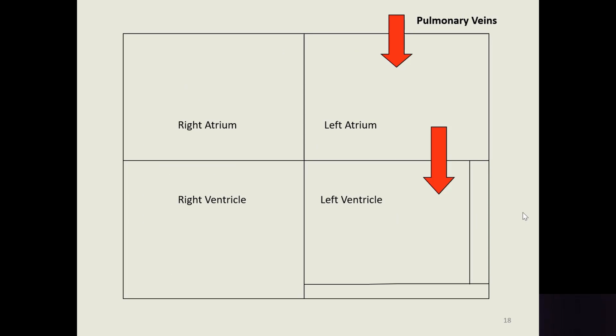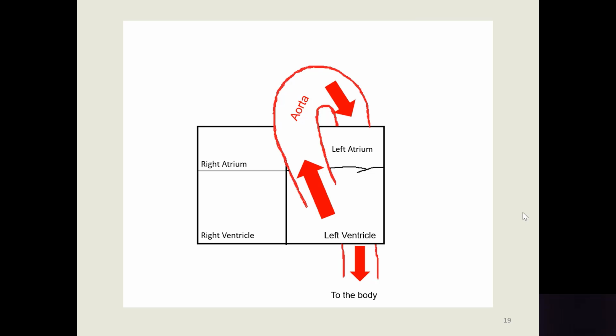So here's the representation. Now we have red arrows because we have oxygenated blood. The blood's coming from the pulmonary veins into the left atrium, through the left atrium into the left ventricle, and now my left ventricle has the thickest myocardium. So here's my simplified drawing. Now from the left ventricle, that blood is going through the aorta and out to the rest of the body.